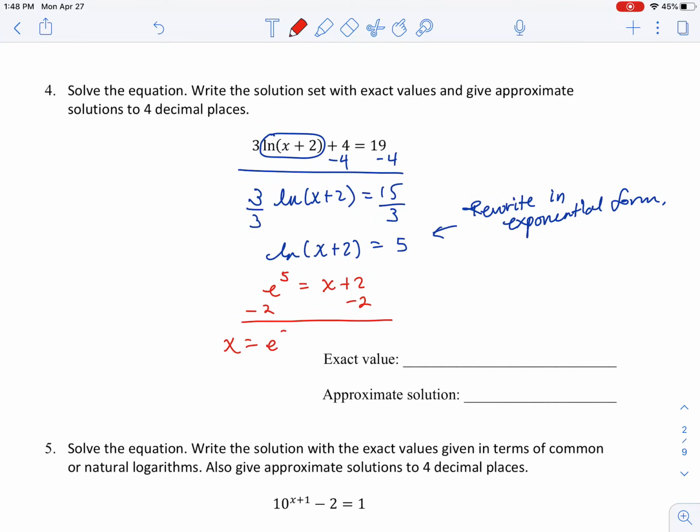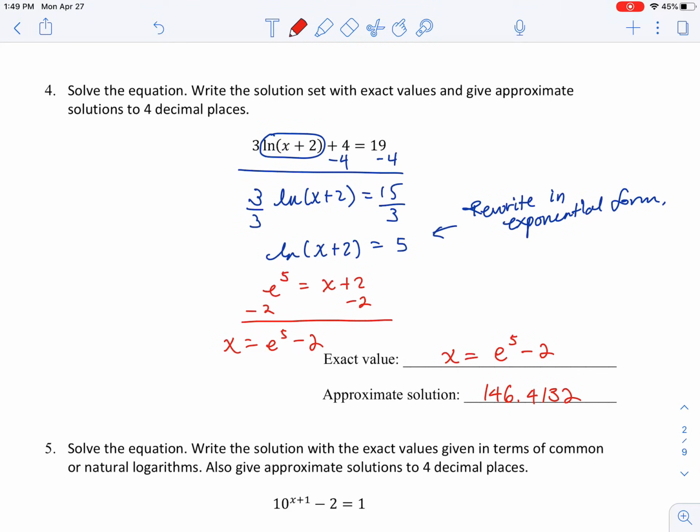X equals e to the 5th power minus 2. So for the exact answer, give me e to the 5th power minus 2. That is not rounded. This is what I mean by exact value. Now, after that, type that into your calculator. What is e to the 5th power minus 2? That is approximately 146.4132. So, round to 4 decimal places for me on this exam.